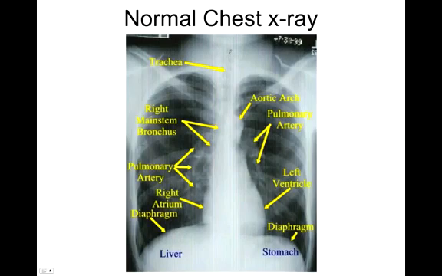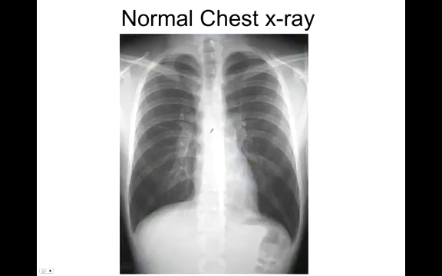These are the normal markings in a chest X-ray. So you have the trachea, the right main stem bronchus. You can just barely see the left over here. Sometimes it's not clear depending on the image that you look at, if it's underexposed or overexposed. There's the aortic arch, pulmonary arteries on both sides, the right atrium, diaphragm, stomach, and liver. Sometimes you can see the air bubble right here. Left ventricle. This looks like a normal chest X-ray.